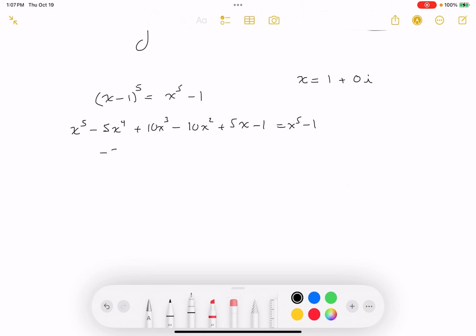And what do you get? You get minus 5x to the 4th plus 10x cubed minus 10x squared plus 5x equals 0. All right? So then someone says, what are you going to do about that? Well, I'm going to factor it. I'm going to factor out the GCF, right?